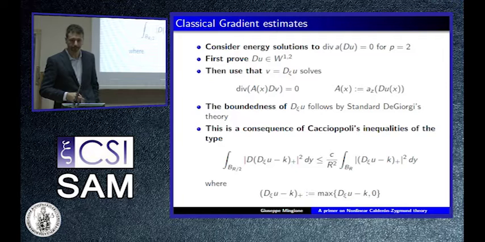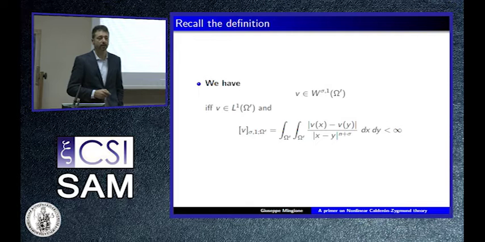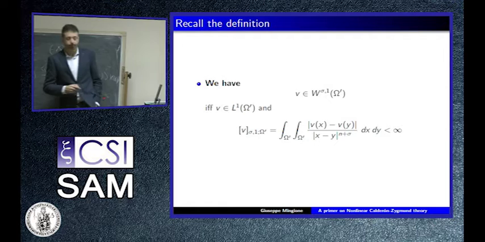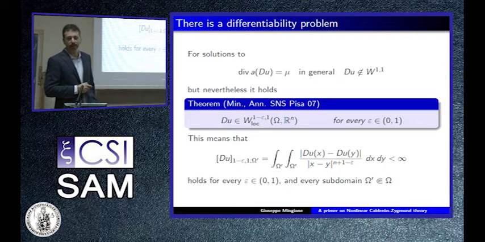But if you don't get differentiability, we have seen that you get fractional differentiability, as we saw yesterday. So you get that the gradient is in W^{σ,1} for every σ less than 1. And yesterday I stated the following result, which tells you that in this situation, if you are not in W^{1,1}, you are almost there.